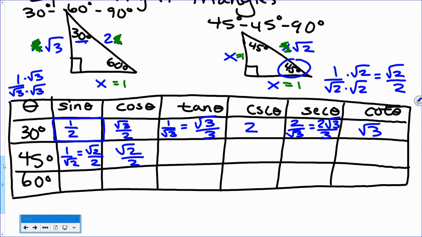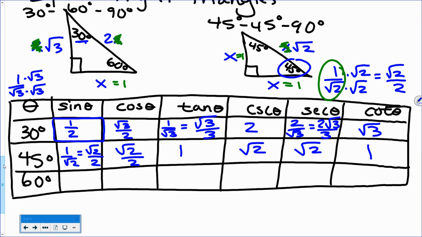For tangent, I would use the opposite side 1 over the adjacent side 1. And then I'll use my reciprocals. So I want to use the reciprocal for 1 over square root of 2, because when I just flip that, I would get square root of 2 for both. And then cotangent, flipping 1 over 1, is still 1.